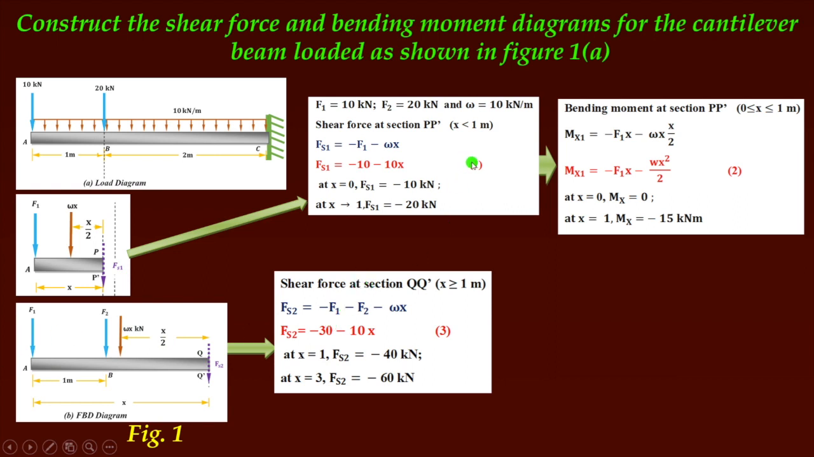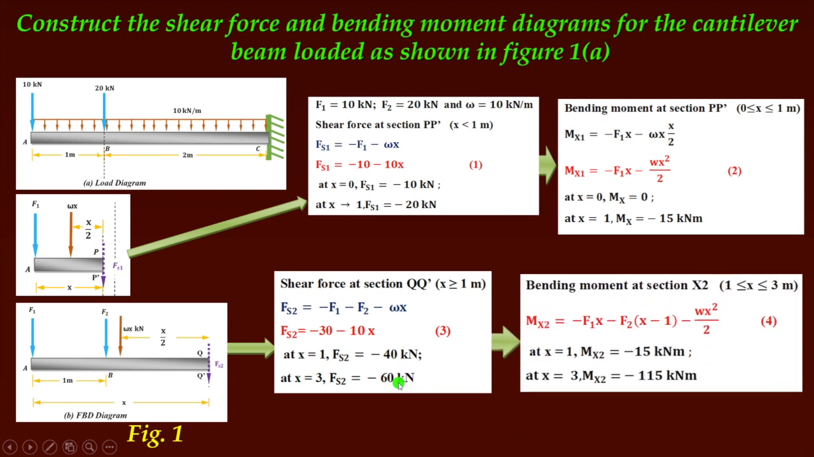It is similar to equation 1. In addition to that, F2 force is working, which is also negative shear. So our equation is: Fs2 equals minus 30 minus 10x. All the units here are in kilonewton. Now at x equals 1, this equation holds good. Substitute and get the value minus 40 kilonewton, and at x equals 3, it is minus 60 kilonewton.